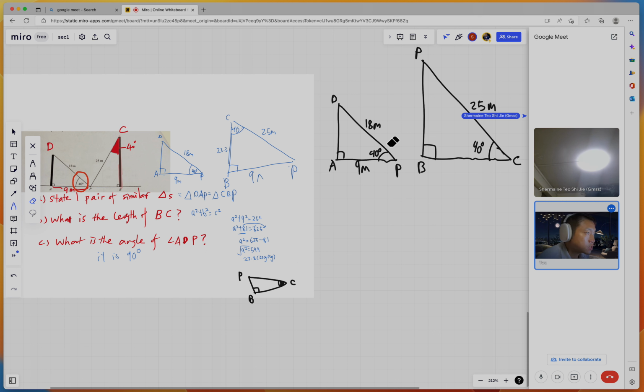So first thing first, state one pair of similar triangles. Which triangle is similar to which triangle? Redo the entire question because you didn't match. You didn't match here, so everything is wrong. So you need to redo A, B, C. Can you do it now?